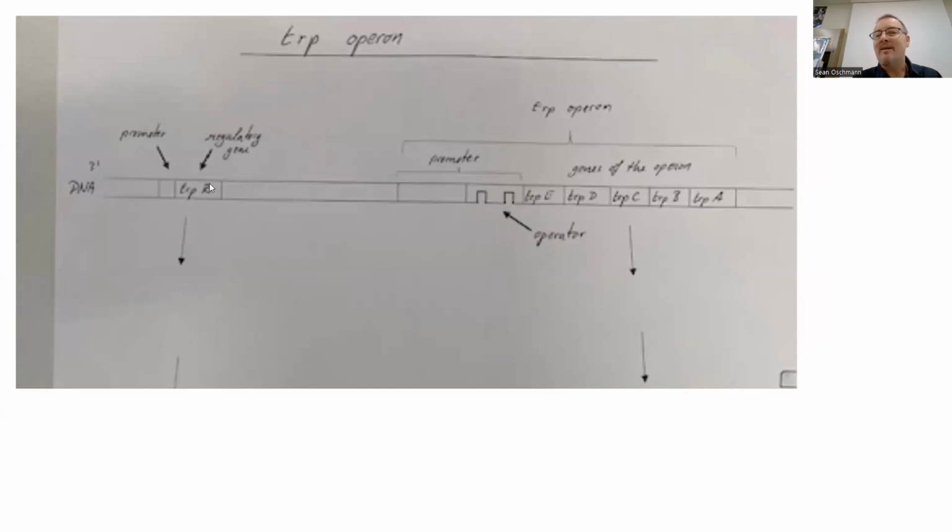And then we have another gene. This is the regulatory gene, which we label here and on here as trp R. And this gene also has a promoter. This promoter does not have an operator, so it's smaller and doesn't have the second box.